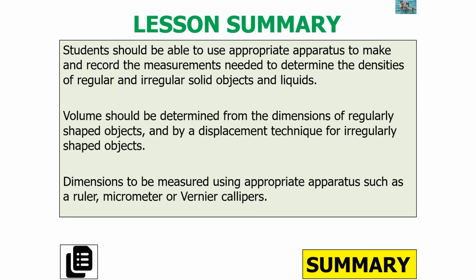You should be able to use appropriate apparatus to make and record measurements to determine the densities of regular and irregular solid objects and liquids. Now volumes can be determined from dimensions of regularly shaped objects and by the displacement technique for irregularly shaped objects. Now dimensions can be measured by using apparatus such as a ruler, a micrometer or a vernier caliper.